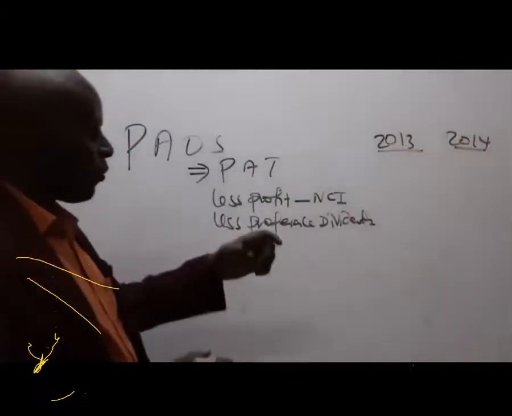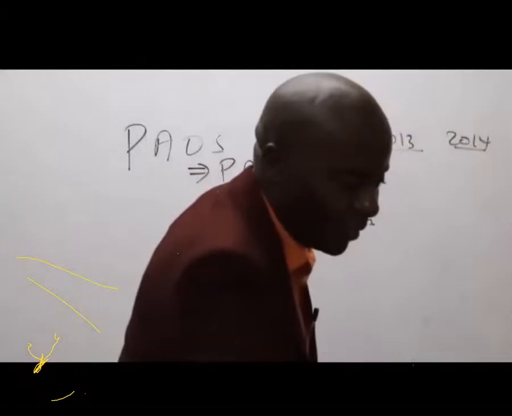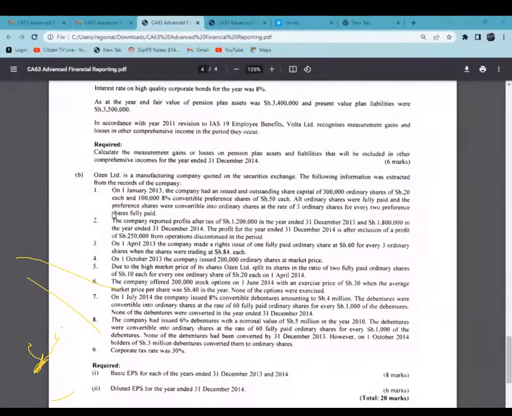So are you able to see the profits that have been given here? Profit, ladies and gentlemen, in this case for note number 2, year ended 2013 is 1200. So here we have 1200, and then 2014 we have 1800 like that.